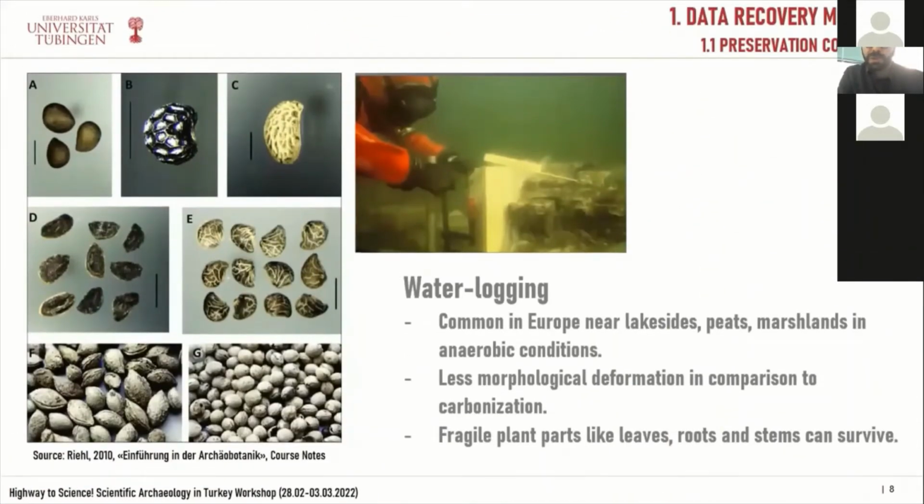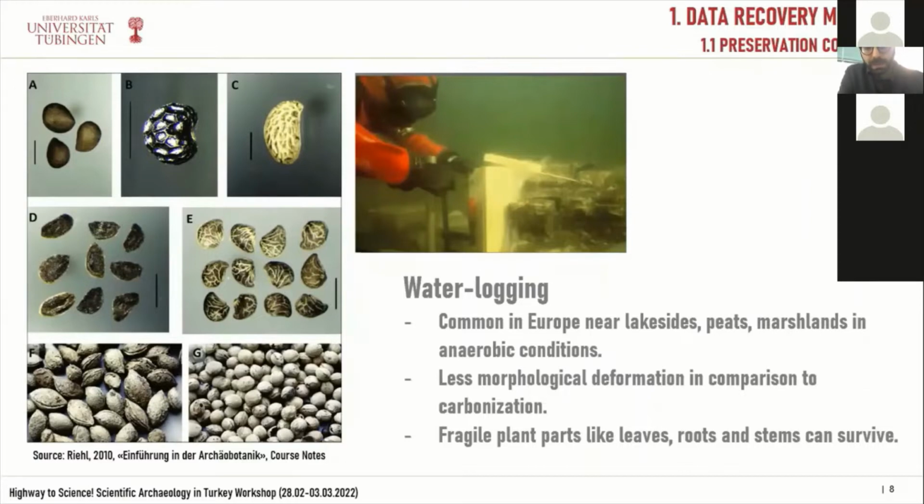Another preservation condition is waterlogging. It is common in Europe, near lakesides, peats, and marshlands where there are anaerobic conditions. This means that there are microbe- or bacteria-free conditions, and in this way these seeds and fruits can survive inside the water.